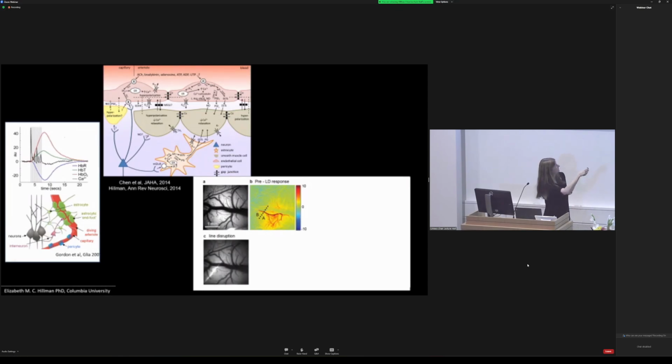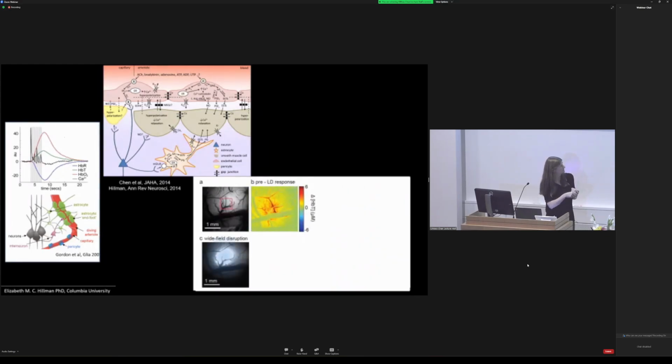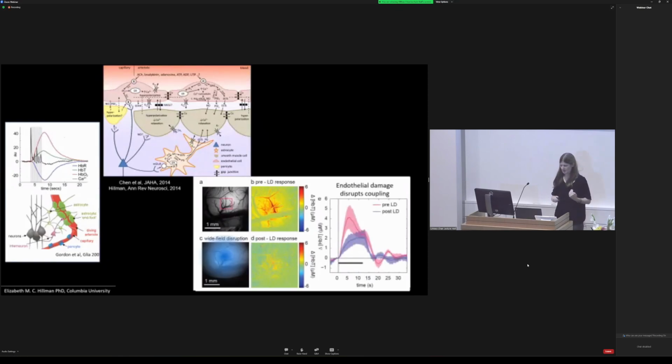So we did experiments like this where we actually shine a laser light to sort of cross the vessel here. That laser light actually stops this endothelial propagation signal going along it. We can truncate that. We can actually flood that whole surface with this light. We can cancel out that vessel signal, and we can completely change the hemodynamic response.